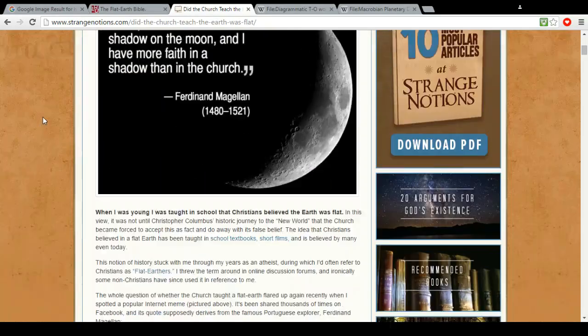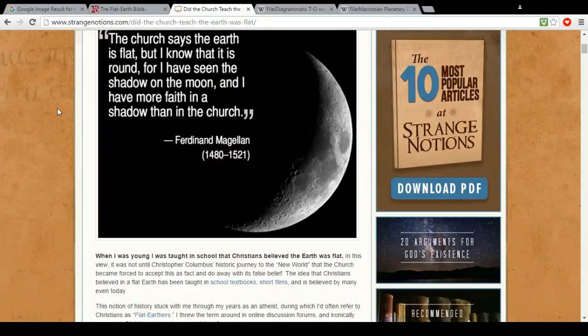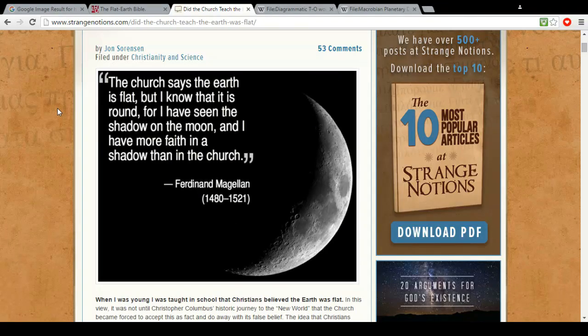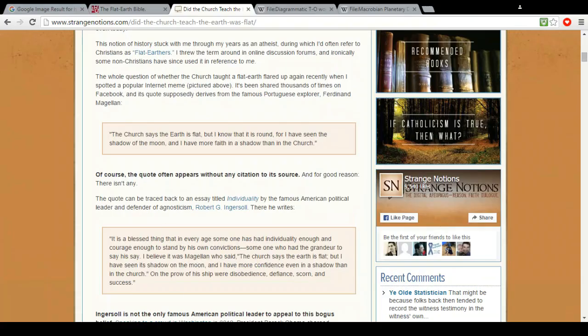This is another one which goes into some of this. And what I wanted to bring you this for is because there's actually a great quote. I wanted to go into this a little bit more, but I didn't really want to touch on it too much. But basically, the church says the earth is flat, but I know that it's round, for I have seen the shadow of the moon, and I know my faith in a shadow and in the church. And I looked this up, and I didn't really want to put up the source, so what I'll do is reference it. I think a few of the photos I'm going to show are from the source, so you can actually go through it and get everything done.